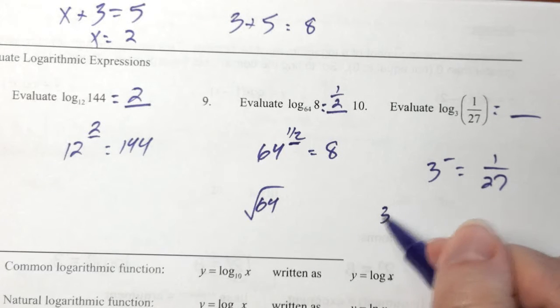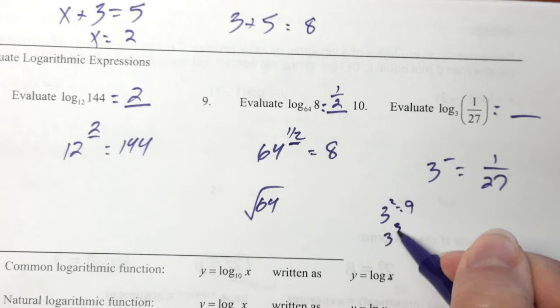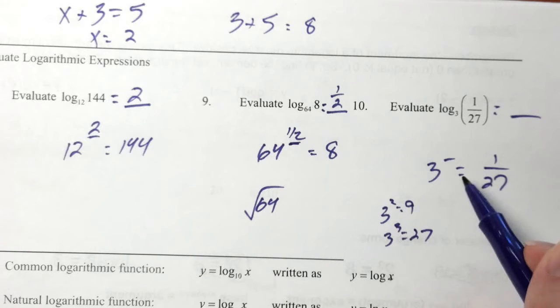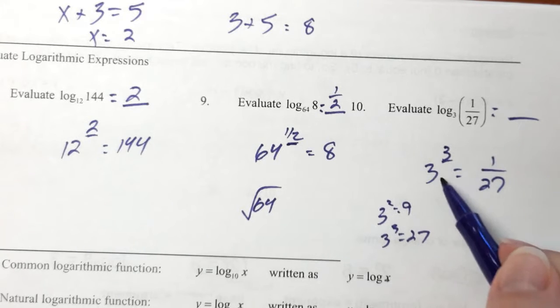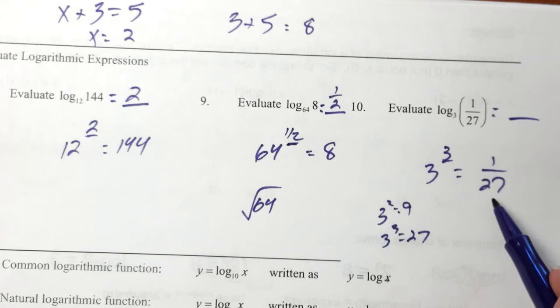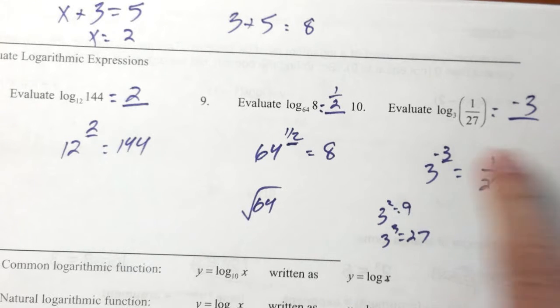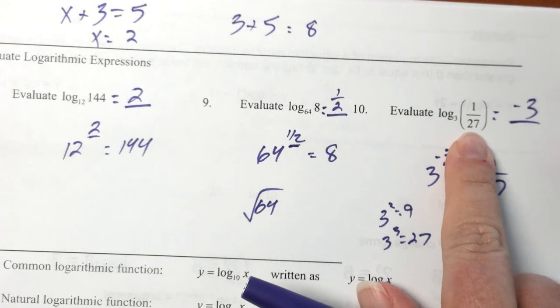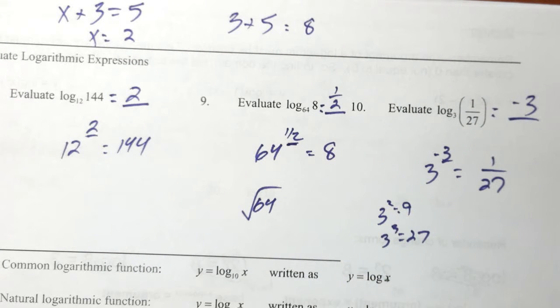Well, I know that 3 to the second is 9, and I know 3 to the third is 27, so I think there might be something with the 3. But remember, 3 to the third is 27, but if we want to send it down to the bottom, we would need to make it a negative. So I bet you that log base 3 of 1 over 27 is -3. Okay, and sure enough, you could type that in a calculator and it would say -3.